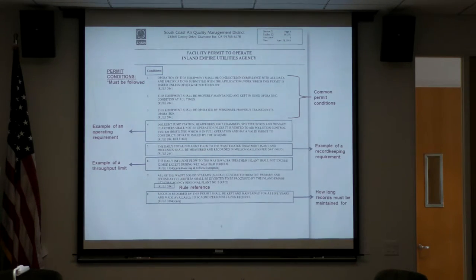And the last condition for all permits generally lists how long records must be maintained. So for RP5, it's for 5 years.